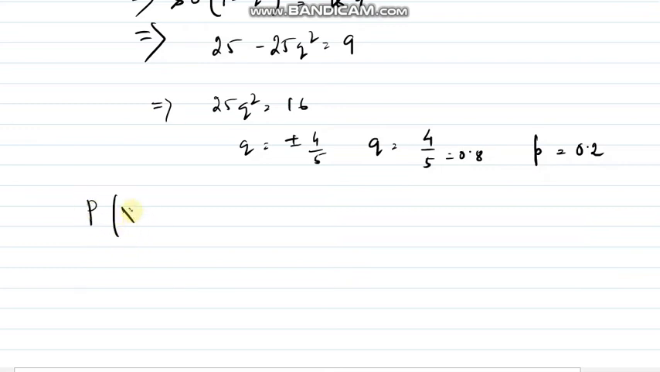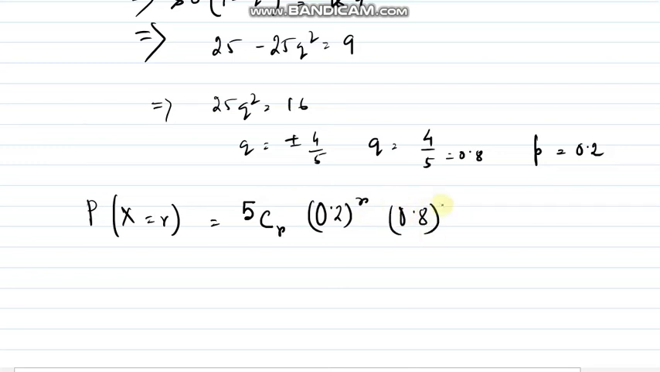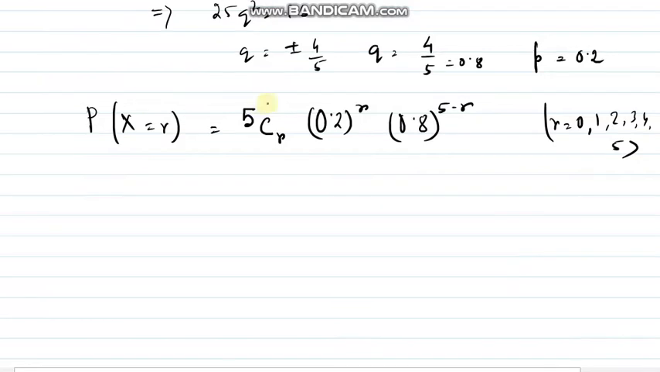So what will be the binomial distribution? The binomial distribution P(X equals r) will be nCr, p to the power r, q to the power n minus r. And what are the values of r? r can be 0, 1, 2, 3, 4 till 5, right? Now I will proceed to the next sum, which is a very important one that came many times in exams.